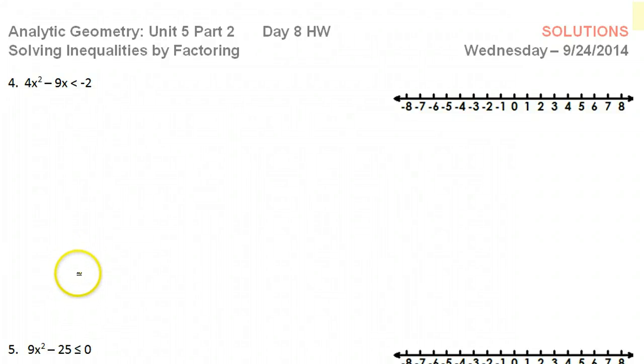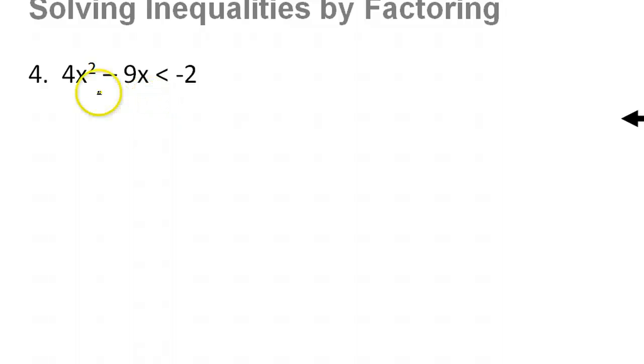Alright, this is part 4 of our lesson on solving quadratic inequalities and graphing them. The first thing we need to do is factor this so we can find out what the x-intercepts of this parabola are, the zeros of the function, if you will.